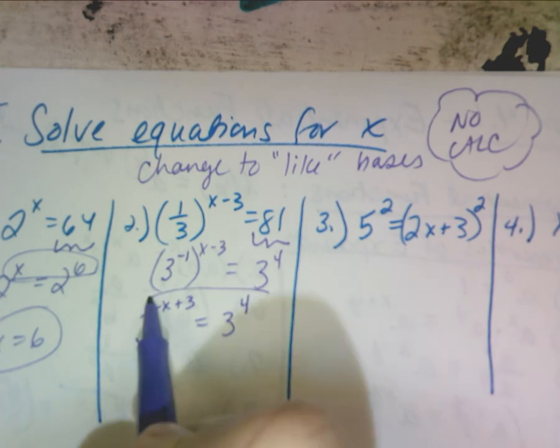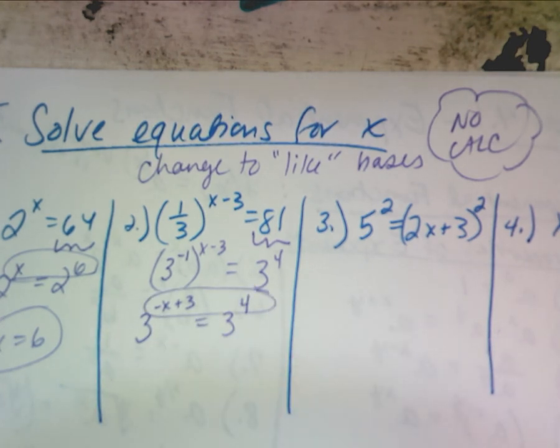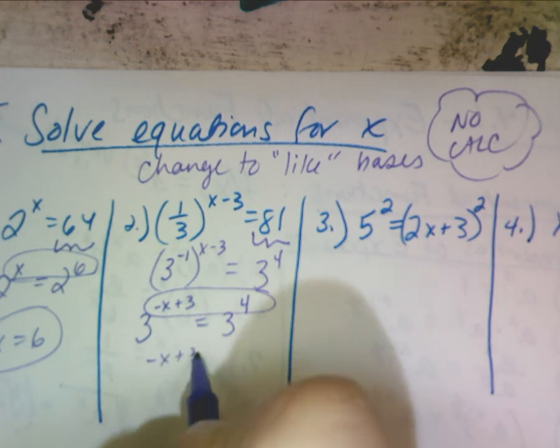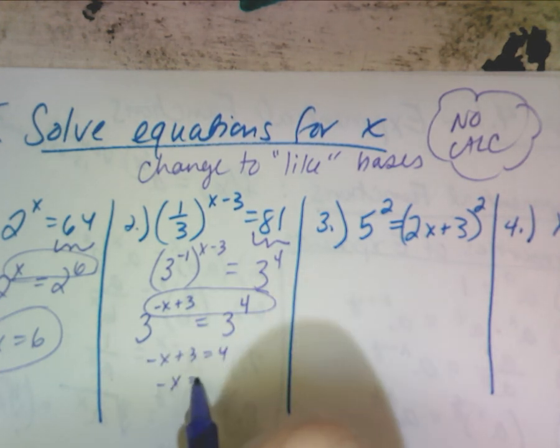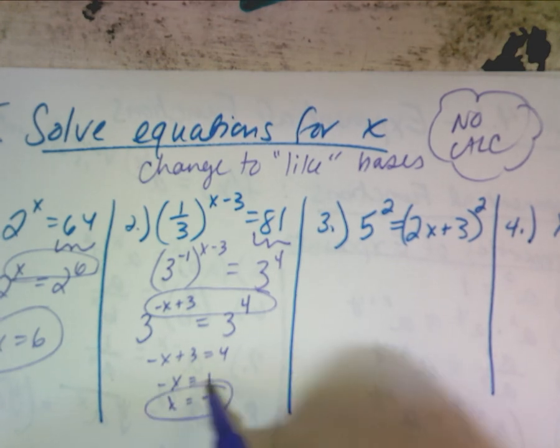And again, set these two equal. Once they're like bases, your exponents are equal. So what would that be then? -1. Good try though. -x equals 1, x equals -1.